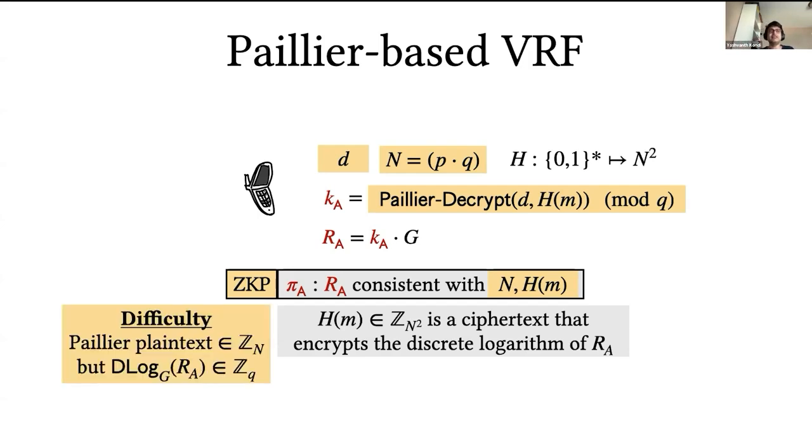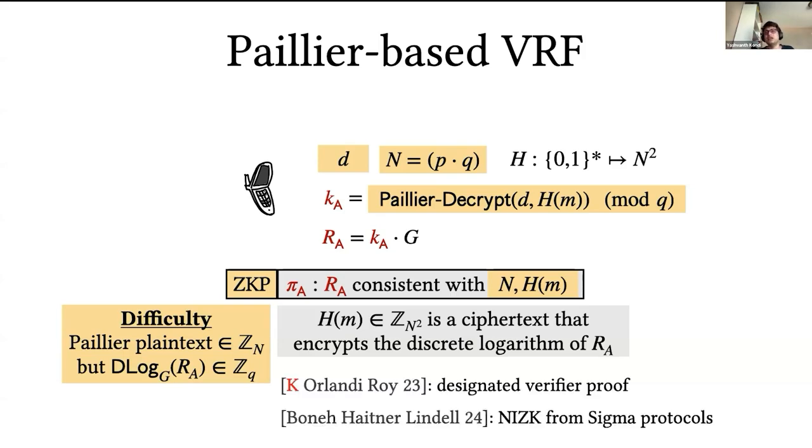And the difficulty here is that the plain text space for Pi A is integers mod n, but the discrete logarithm of capital RA is an integer mod q. So there's some work that you have to do in this translation. In our work, we showed that there's an efficient designated verifier proof for this that's quite succinct, and it's just, I think, half a kilobyte or something. Anyway, we have an implementation and so forth.